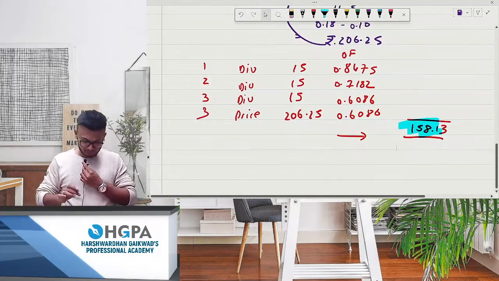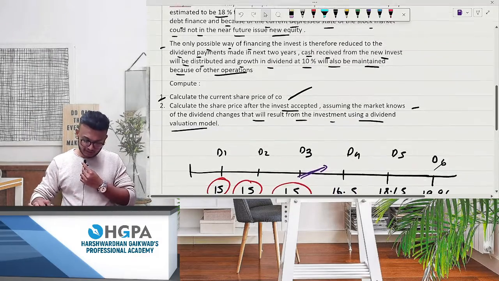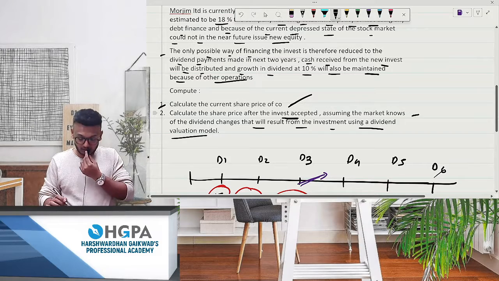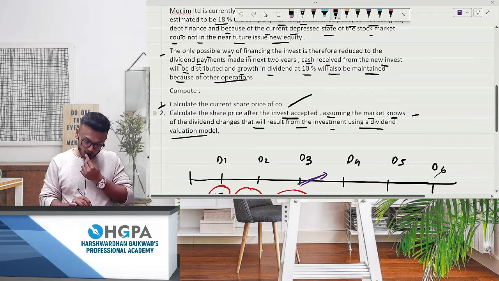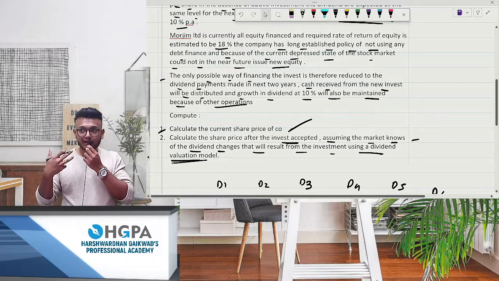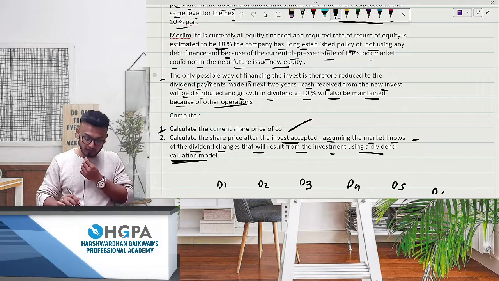Okay, done. Second concept. The second thing is to calculate the share price after the investment is accepted, assuming the market knows of the dividend changes that will result from the investment, using a dividend valuation model. What they're telling is that you cannot issue new shares, there is a depressed state in the market. So the one thing you can do is reduce the dividend only. See where it is written, reduce the dividend payment.